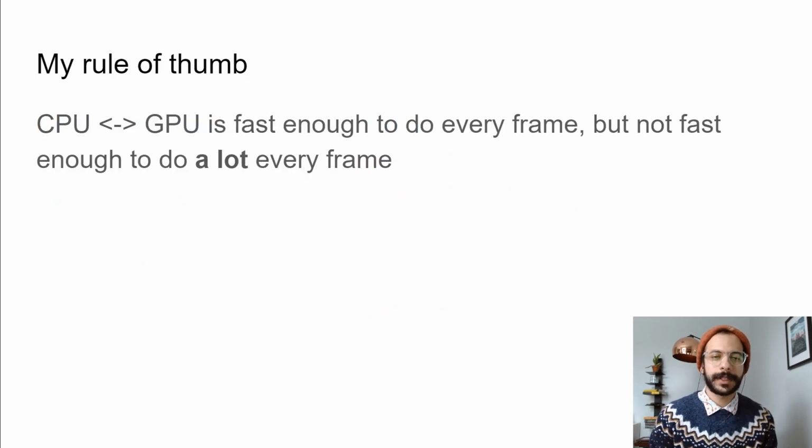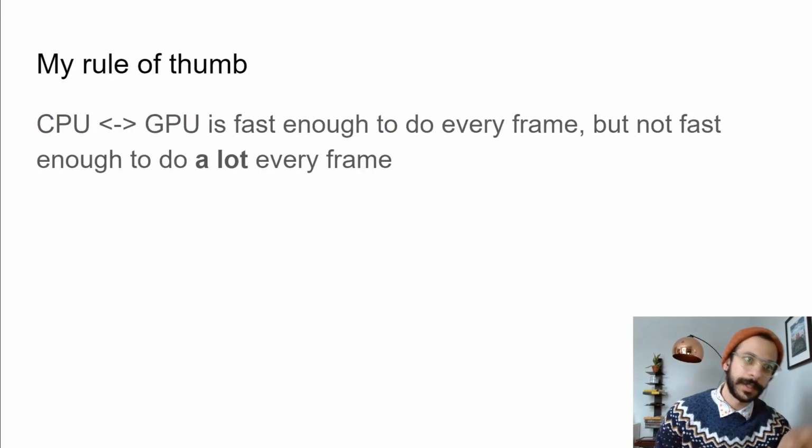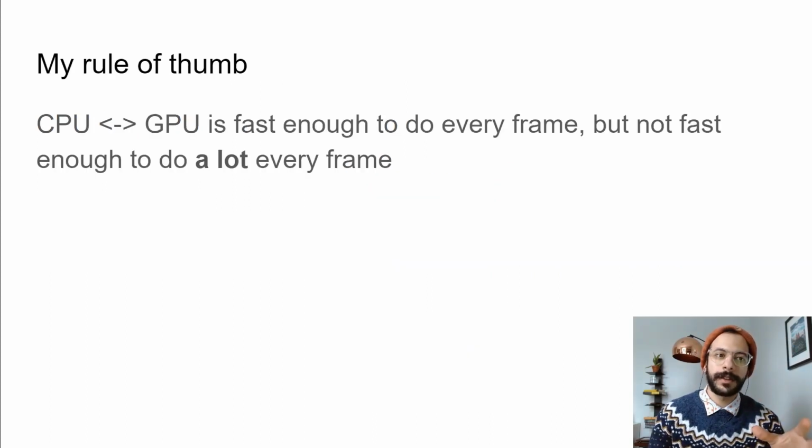And when I say slow, these things are a bit relative. My rule of thumb is that you can send data from the CPU to the GPU every frame. Let's say the character's moving, things are changing. That's something that can be changed every frame. But it's not something you want to do a lot of every frame.